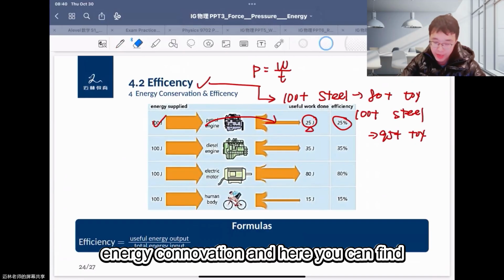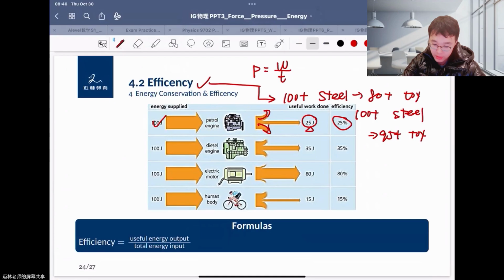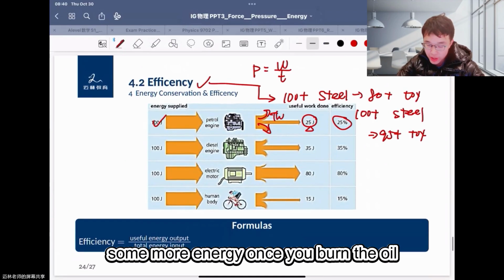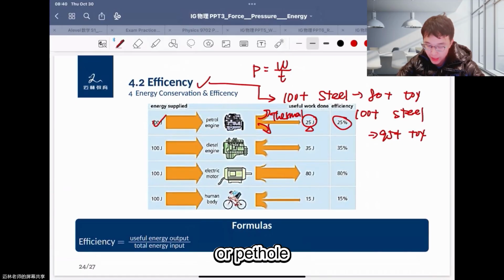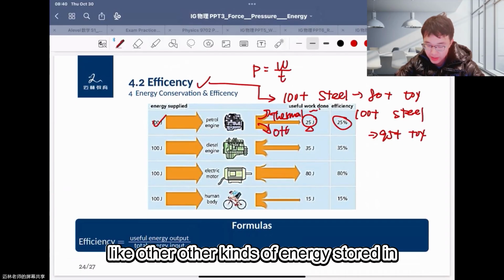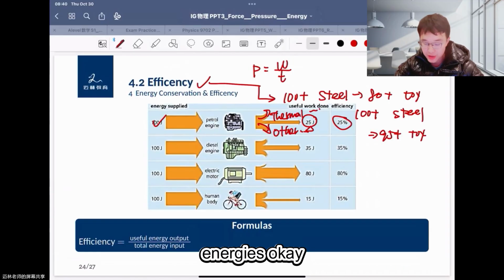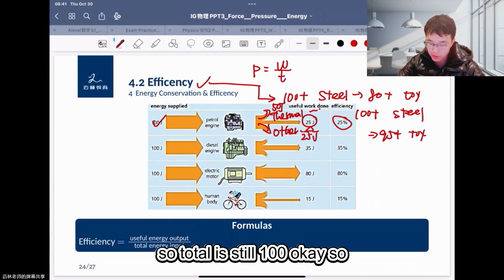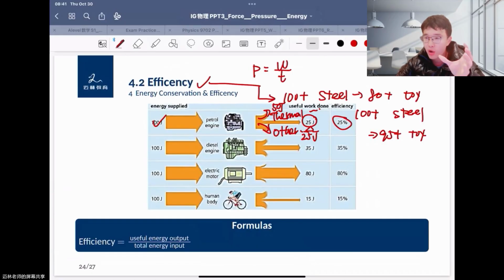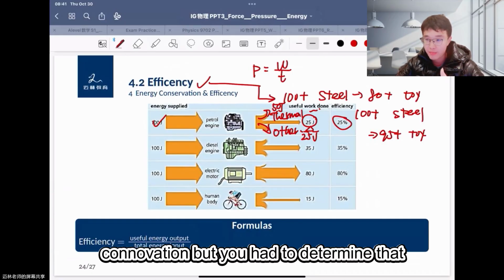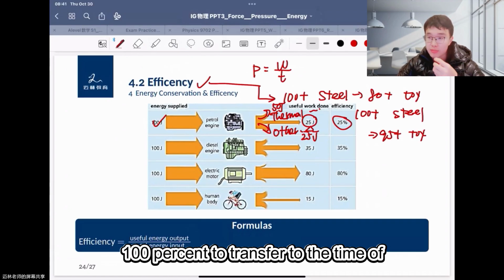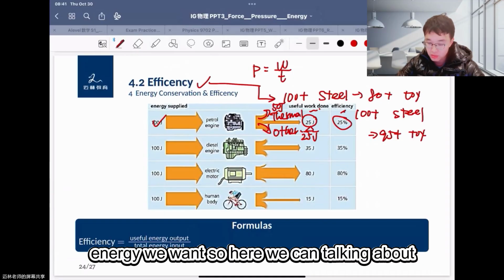And here you can find there are many other arrows pointing up or pointing down, right? Those mean some other kinds of energy, like thermal energy once you burn the oil or petrol, or other kinds of energy like chemical energy. So only 25 joule turns into kinetic energy. Or maybe thermal is 50 and other is 25, so the total is still 100. So it obeys the laws of energy conservation, but the transfer doesn't turn 100% into the type of energy we want. So here we can talk about efficiency.